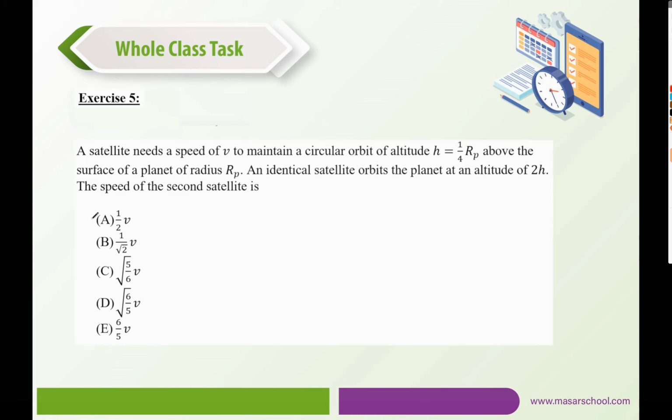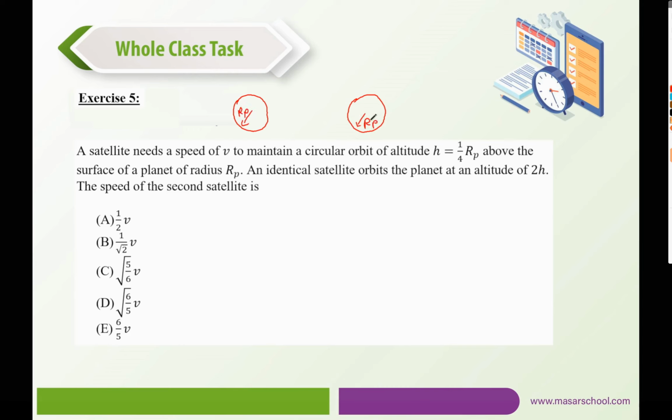So from the choices, it seems that we need to apply the factor of change, but here we need to determine the relation between the previous radius and the new radius, because we're talking about altitudes and it's not very straightforward. So let me draw two figures representing the two orbits. This is the first one, and that's the second one. So this is RP, and this is RP.